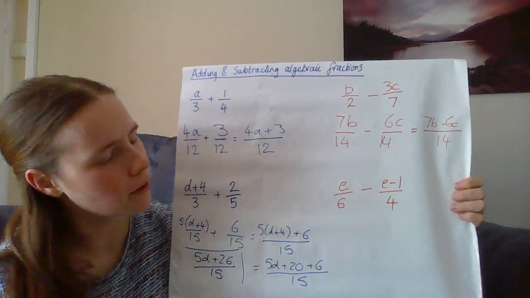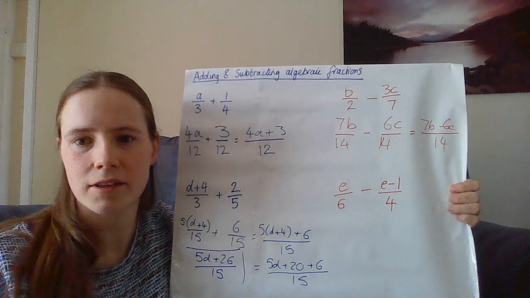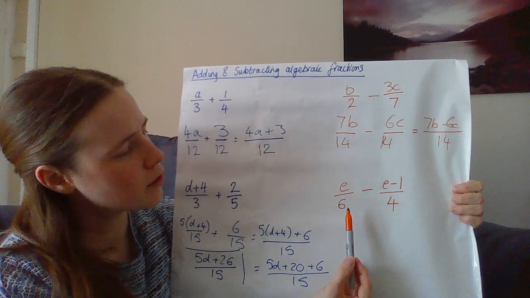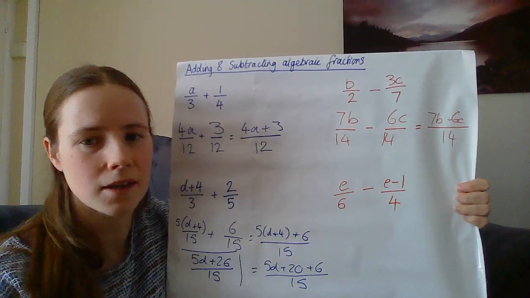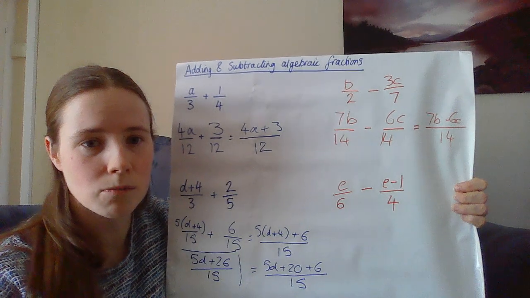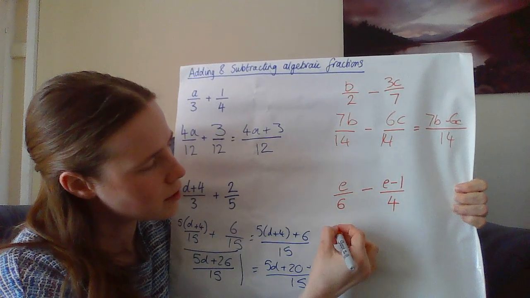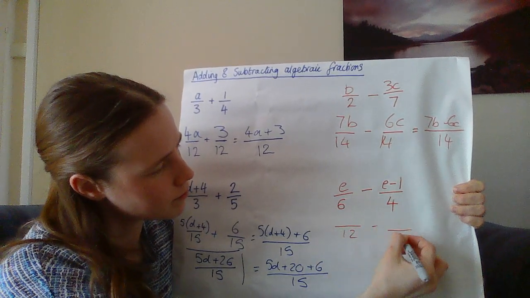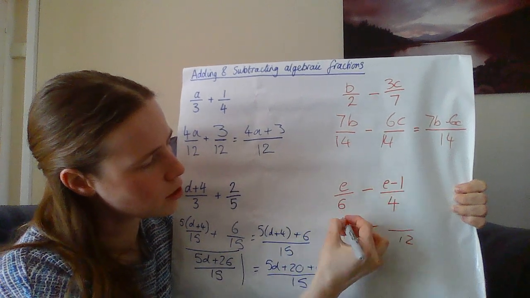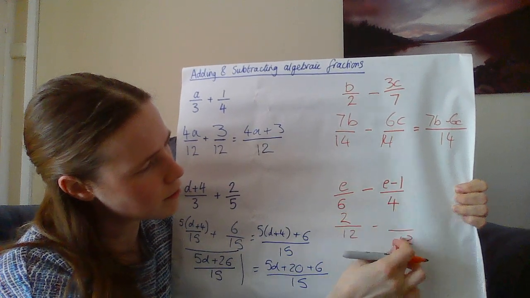Okay, next one, the orange one: e over 6 minus e minus 1 over 4. First job is thinking about a common denominator. I'm going to go for 12. That's the smallest number that I can put into both. So I'm making it over 12. This one times this by 2. This one times this by 3.